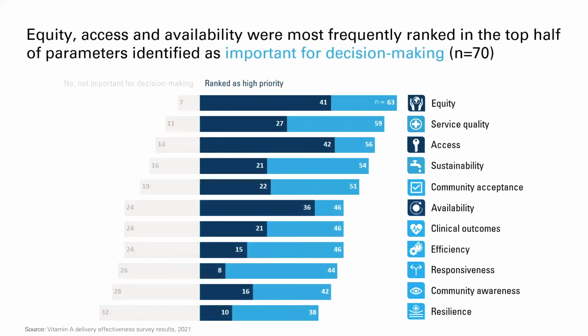The shorter dark bars that have now appeared in the slide to the right show how many respondents found the parameter to be highly important. So of the people who chose it to be relevant for decision making, how many described it as highly important. So the bottom line from this online survey was that equity, service quality, access, sustainability, community acceptance, and availability were selected most frequently as being relevant to decision making. And then we also found that sustainability and community acceptance were perhaps seen as less important, although they were selected as being relevant for decision making. That could have something to do with uncertainties about definitions. Next slide, please.